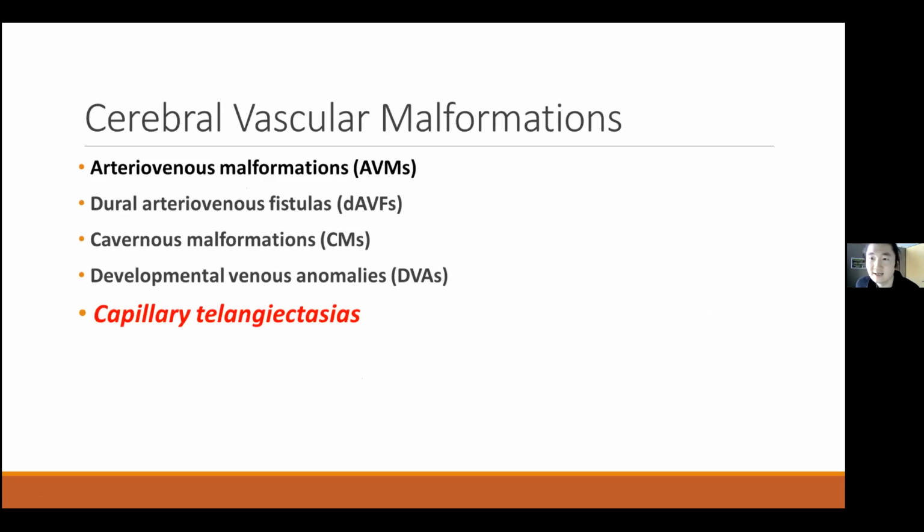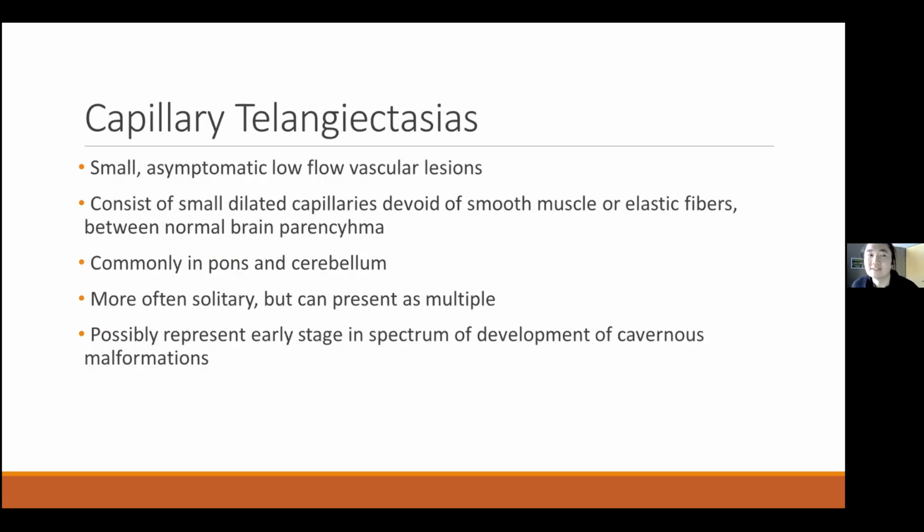All right. And finally, and very briefly, capillary telangiectasias. These are small, benign, asymptomatic, low-flow lesions. They're basically small capillaries that are dilated, and structurally they are abnormal. They lack or have dysfunctional smooth muscle and elastic fibers. And they are interspersed in healthy normal brain parenchyma, in contrast to cavernous malformations, which are just a cluster of venous channels that don't have any intervening parenchyma.